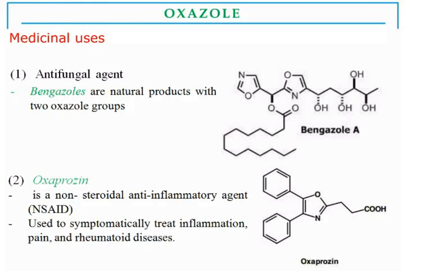Oxaprozine. Oxaprozine is a non-steroidal anti-inflammatory agent. N for non, S for steroidal, A for anti, I for inflammatory agent, used to symptomatically treat inflammation, pain, and rheumatoid disease. So oxaprozine contains an oxazole ring.